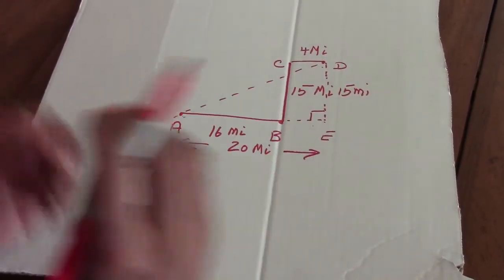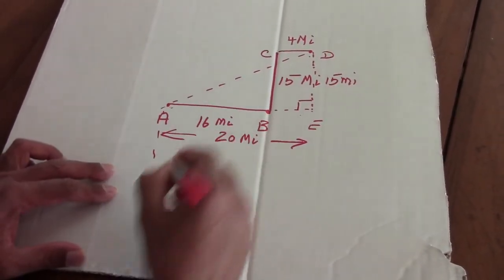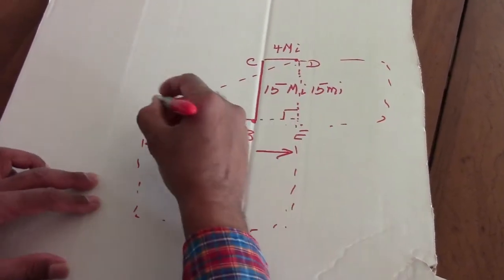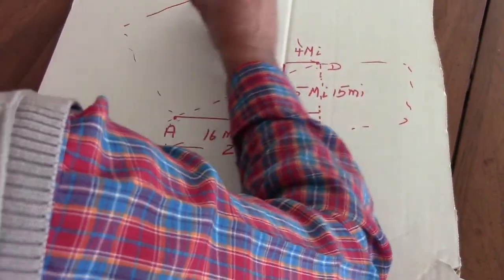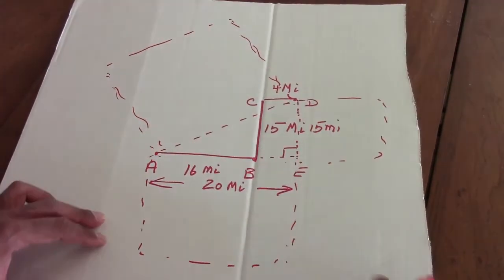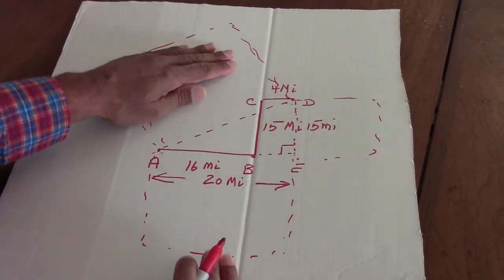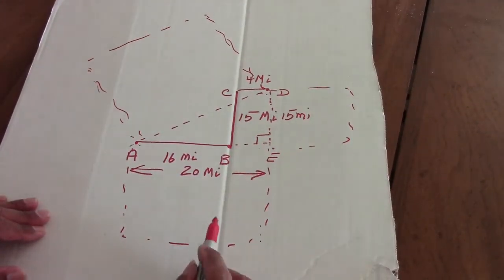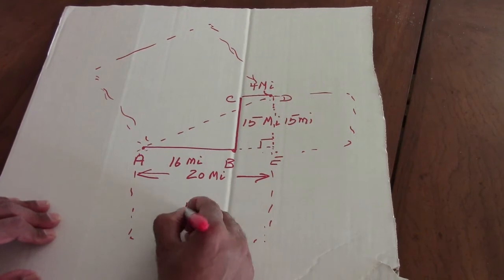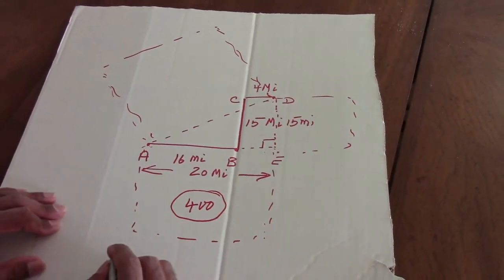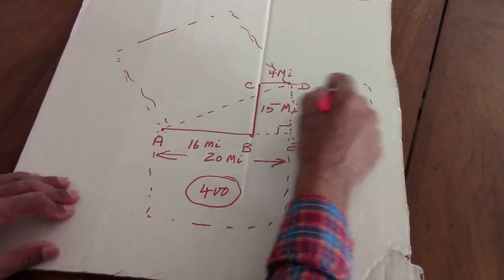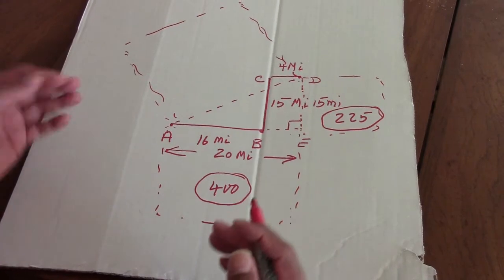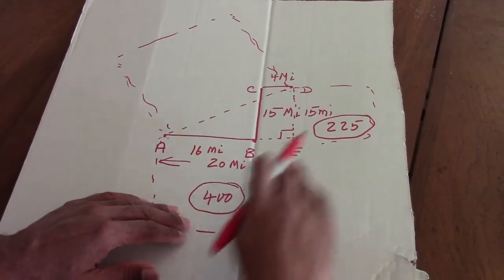And here we use the Pythagorean theorem, which states that the square on the hypotenuse is equal to the sum of the squares on the other two sides. So the Pythagorean theorem states that the area of this square, which is drawn on the hypotenuse, is equal to the sum of the squares on the other two sides. Now this side is 20 miles, so the area of this square is 400 square miles. This side is 15 miles, so the area of this square is 225 square miles.